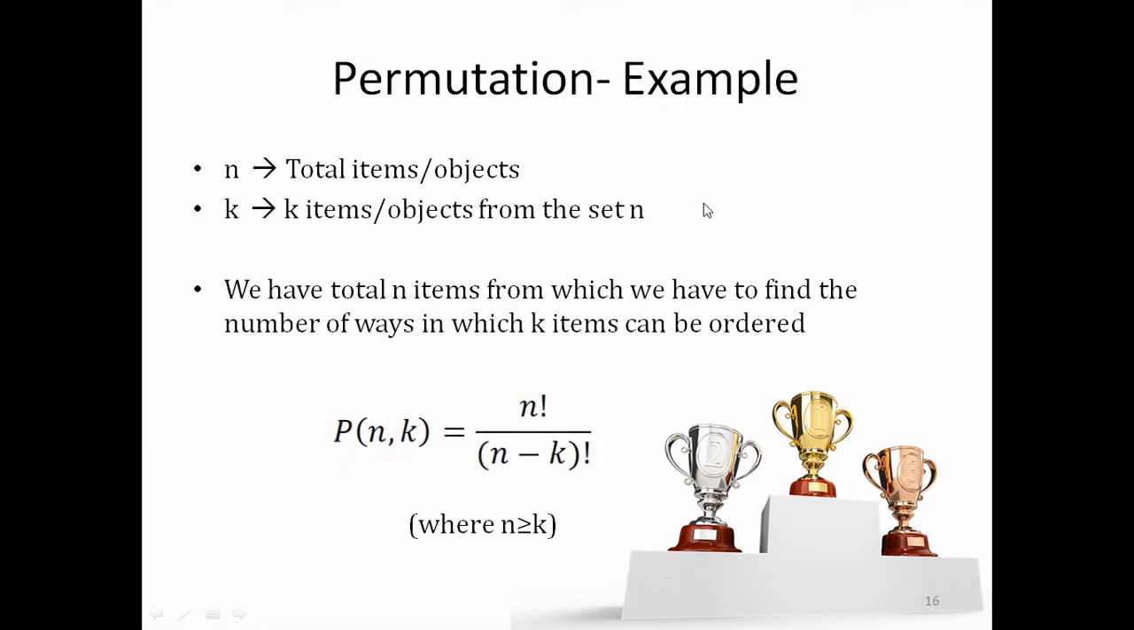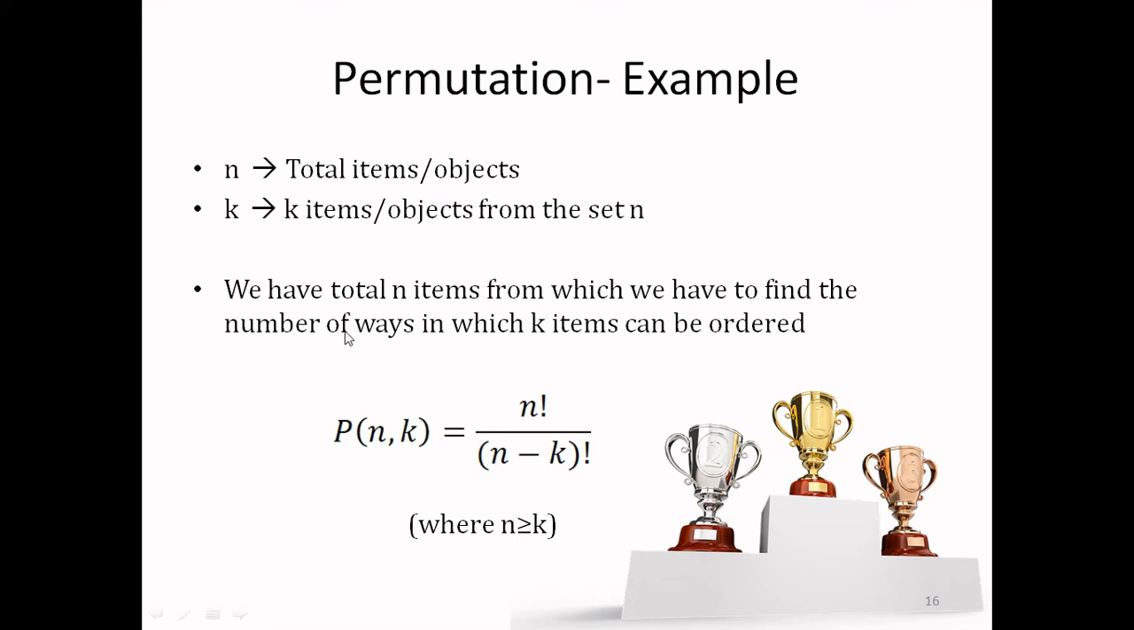So first of all, we need to define some terms like n. N basically shows the total items or objects. In our example, n was 5 because there were 5 students participating in the poster competition, A, B, C, D and E. So for our example, small n is equal to 5. As far as k is concerned, what is k? K is the number of items or objects chosen from the set n. Basically you were interested in the top 3 winners, so for our case k is equal to 3.